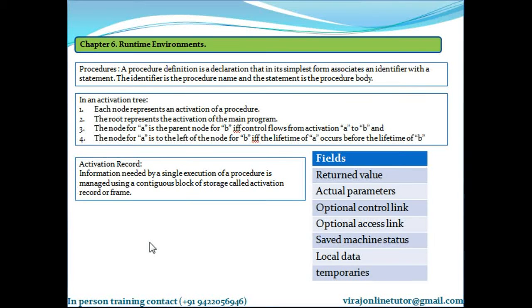So in an activation tree, each node represents an activation of a procedure. The root represents the activation of the main program. The node for A is the parent node for B if and only if control flows from the activation of A to the activation of B. And the node for A is to the left of the node for B if and only if the lifetime of A occurs before the lifetime of B. Is that clear?